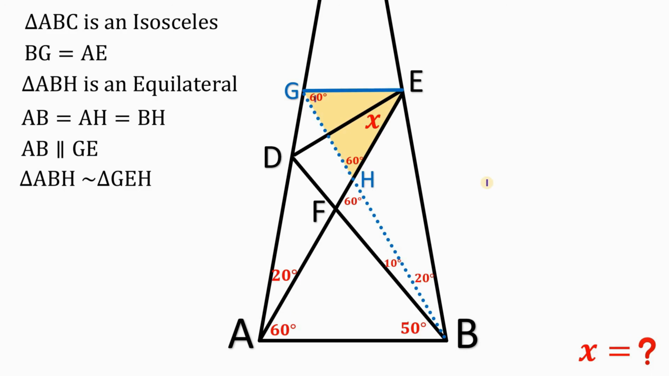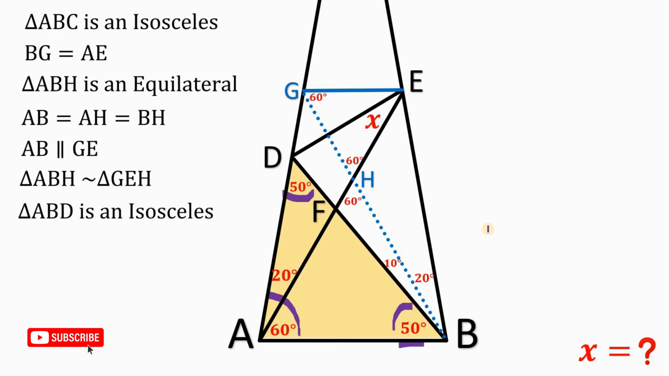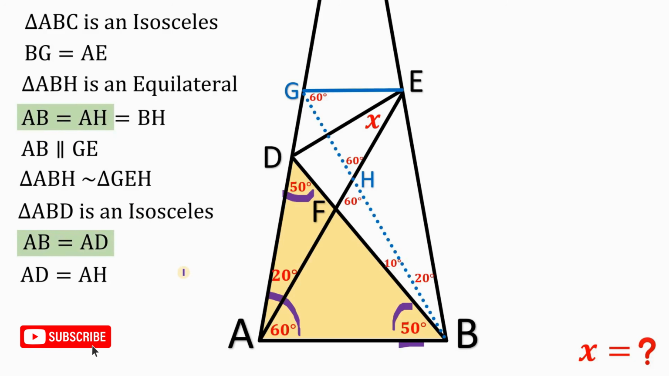Alright, now from here, let's focus on this triangle ADB. Because, take note, the sum of the interior angles of any triangle adds up to 180 degrees. We have here 50 degrees. This is 80 degrees. Therefore, the other angle is 50 degrees. So, the base angles are equal. Therefore, this triangle is an isosceles triangle. It follows that AB equals AD. Now, since AB equals AD and AB equals AH, we can say that AD equals AH.